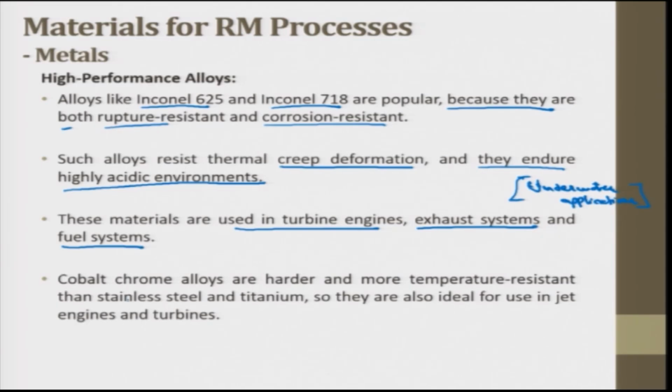So cobalt chrome alloys are harder. This is another alloy; Inconel is what we were discussing. Second is Inconel 718, and then cobalt and chrome alloys. Cobalt chrome alloys are harder and more temperature resistant than stainless steel and titanium. So they are also ideal for use in jet engines and turbines.